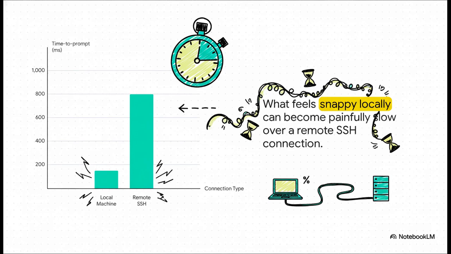All right, pillar number 3 is a startup budget. You have to actually measure this stuff. Check out this chart. Locally, your prompt might load in, say, 150 milliseconds. Feels instant. But over a remote SSH connection, bam, 800 milliseconds. That's almost a full second of just waiting. That's where the lag really shows its ugly face. You have to measure it, and you have to tune for that worst-case scenario.